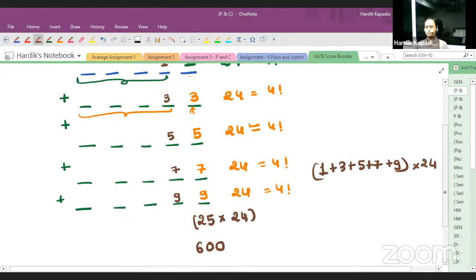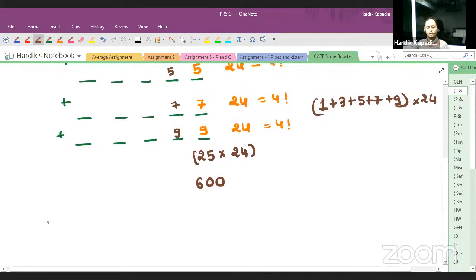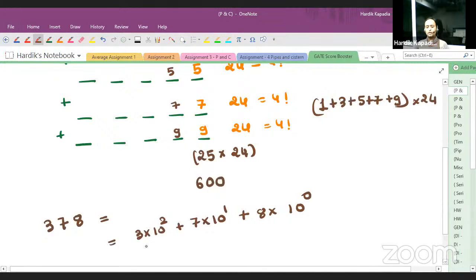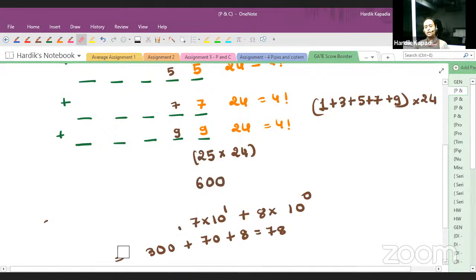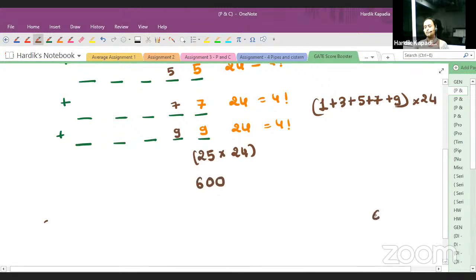So now, hope you have remembered, if we need to write 378, we can write it in this form: 8 into 10 raised to 0 plus 7 into 10 raised to 1 plus 3 into 10 raised to 2. It's one and the same thing. 300 plus 70 plus 8 is equal to 378. Right? So now, if we need to write this in that form, it will be 600.